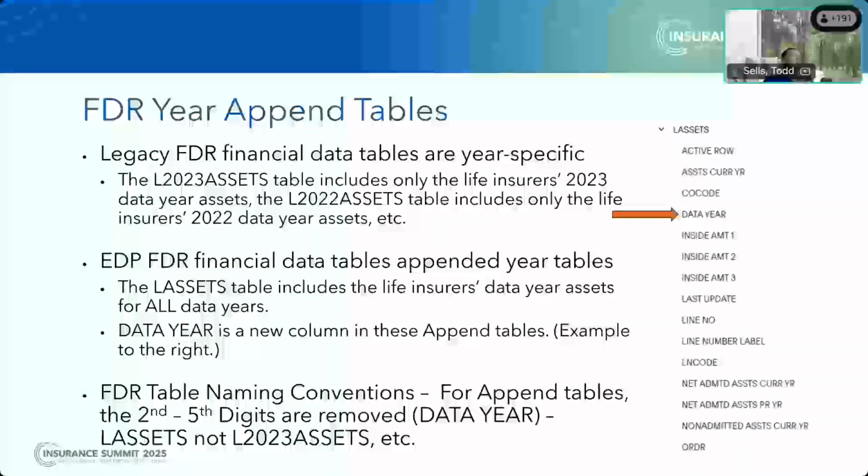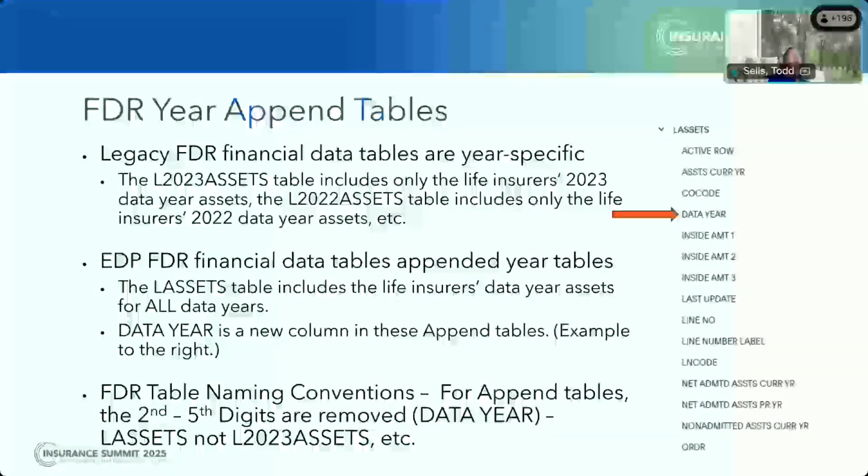Those Oracle tables are year specific. So take the assets page of the statutory financial statement blank. You have an assets page in the life statement, in the property life fraternal statement, in the property casualty statement, in the title statement, in the health statement, right? Each of those assets pages by statement type would be saved as a data table by year. So you would have a life assets table for 2023 and a life assets table for 2022, just like you'd have a property casualty assets table for 2023 and one for 2022, et cetera, for all the years.